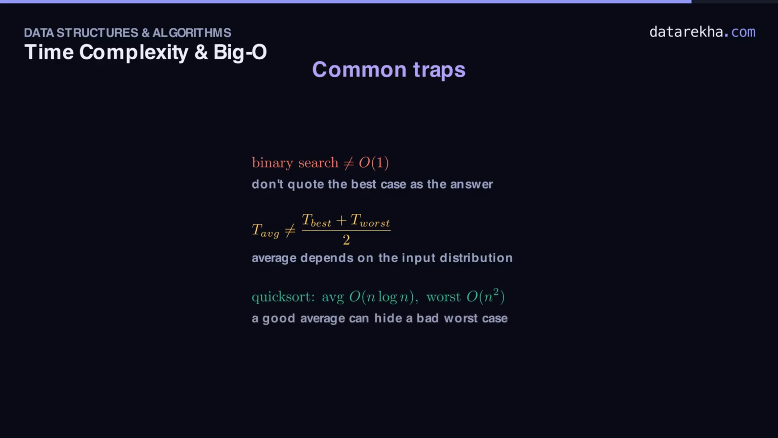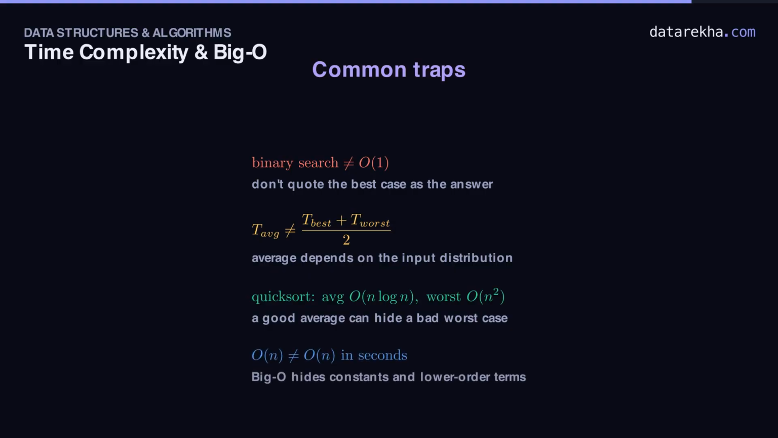Trap 3. Forgetting the worst case. Some algorithms have a lovely average but an ugly worst case. Quicksort averages order n log n, yet degrades to order n squared. When guarantees matter, the worst case is what counts.